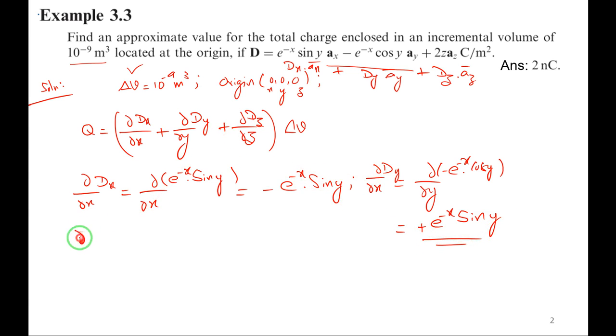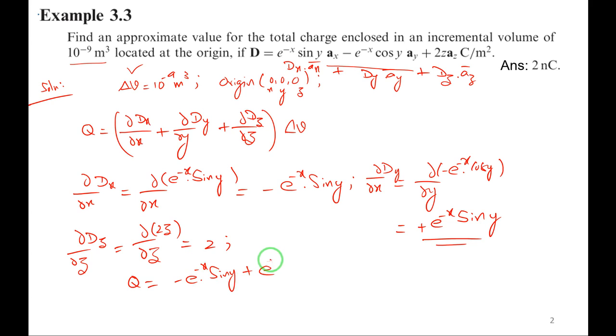Next we'll come to the third term, dou by dou z of Dz. What is Dz? It is 2z into az, right? So differentiate with respect to z, and I'll be getting 2. Now substitute in this formula. So minus e to the power of minus x into sine y, plus e to the power of minus x into sine y, plus 2, right? Just observe the first and second terms, they are the same but opposite, so both will cancel, right?